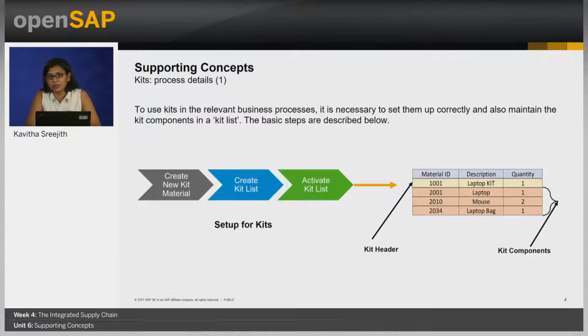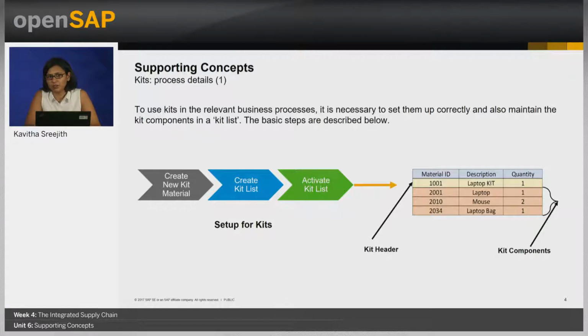Kit components. These are the actual physical components of the kit. So, to draw a parallel from the previous example, the laptop kit would be the kit header, while the actual materials, the laptop, the mouse, and the bag, these are the kit components. For the setup, you would first create a new kit header material. The creation of the header differs a bit from the usual material. As I have explained earlier, a kit does not have a physical existence and hence the kit header is not a countable material in the inventory. Some of the attributes available for the usual materials are not available for the kit header. We shall also take a look at it during our demo.